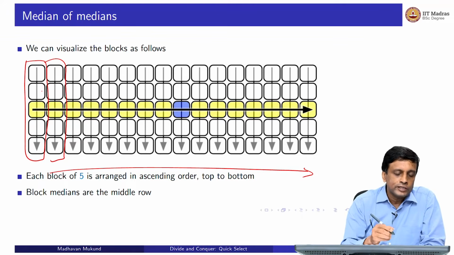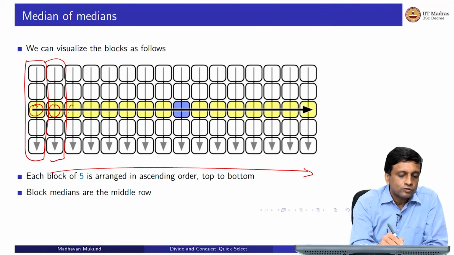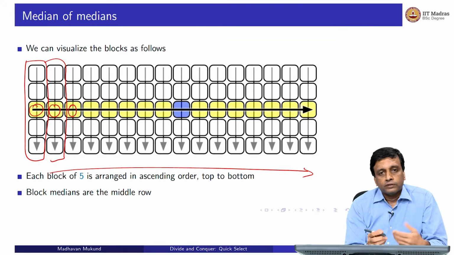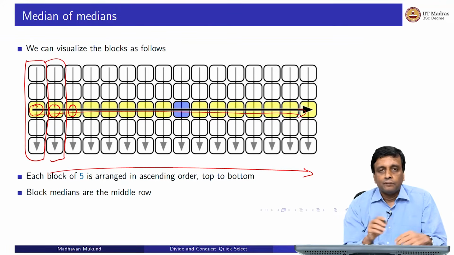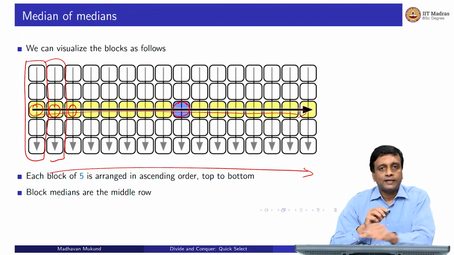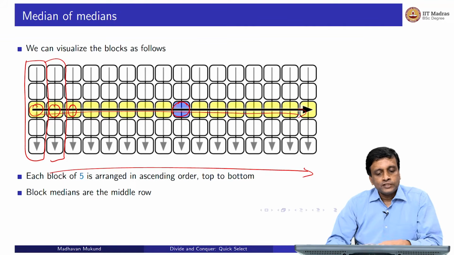Then where would the median of each block lie? It would lie in the middle of that thing. So these yellow things are the medians of each of the blocks. And now the yellow things are going to be finally passed back to the median algorithm. So we are going to get this blue thing, which is roughly the middle of that sequence, as our final median of medians. So the question is, what can we say about how many elements are below or above that blue one?